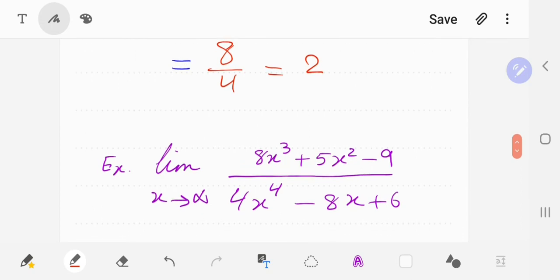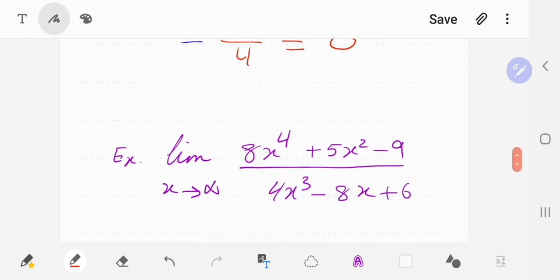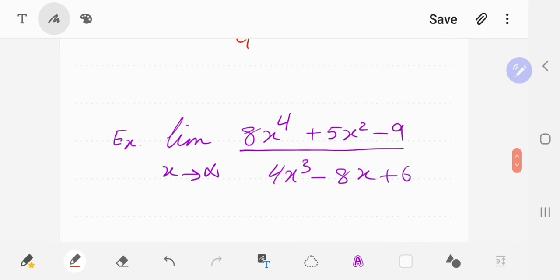What about this one? What's the highest power here? The highest power is 4 actually. So I need the coefficient of x to the power of 4 in both the numerator and denominator. We don't have x to the power of 4 in the numerator, so this means that it was actually 0x to the power of 4. So the coefficients are 0 over 4. The answer will be 0 over 4, which means 0, since 0 divided by a number is 0.